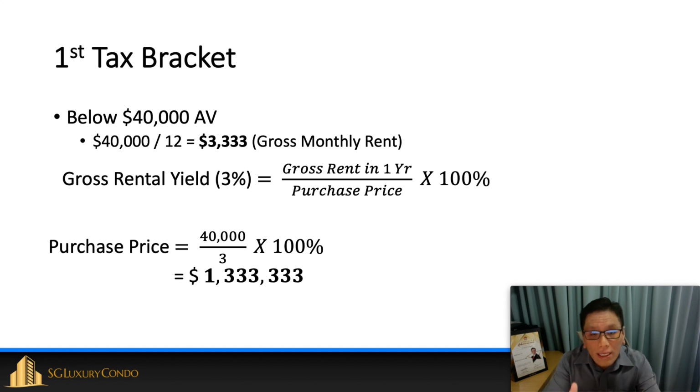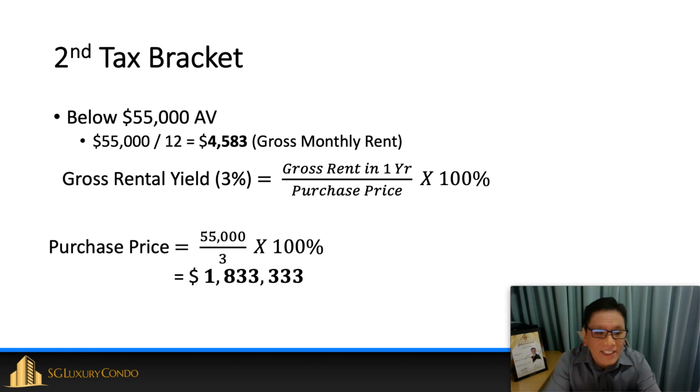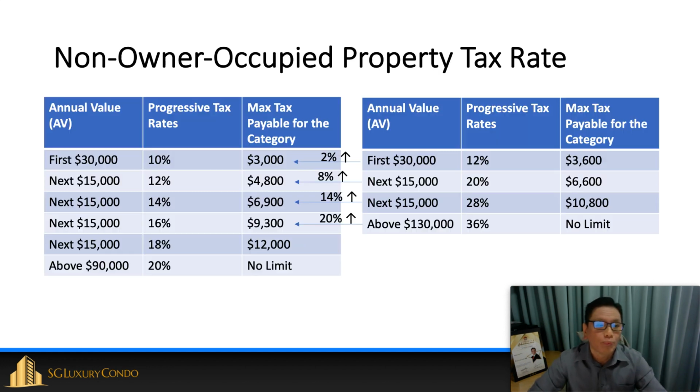Therefore, in order to keep within the tax bracket, you should likely aim for a property to buy below 1.3 million. Now, for the second tax bracket, we are looking at an annual value of below 55,000. So if we look at below 55,000, the estimated rental you should be looking at is below 4,500. Okay, and from the gross rental yield, as again I play around with this formula, the purchase price you are looking at is most likely below 1.8 million.